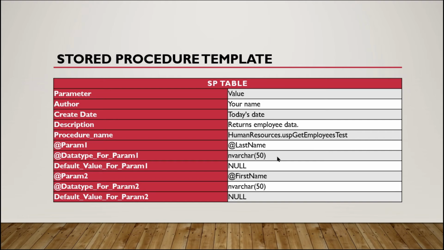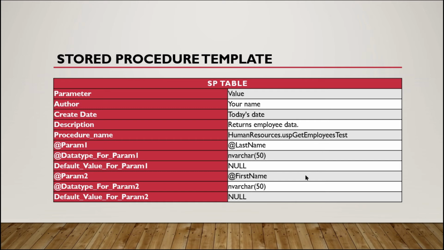If you want to add a description for your stored procedure, like what it does, how it does, you can add that data here. Like if we take the example of the HumanResources stored procedure, you can add a description to it, like it returns employee data. Also, you need to add a procedure name, like here you can see it's HumanResources.uspGetEmployeesTest.